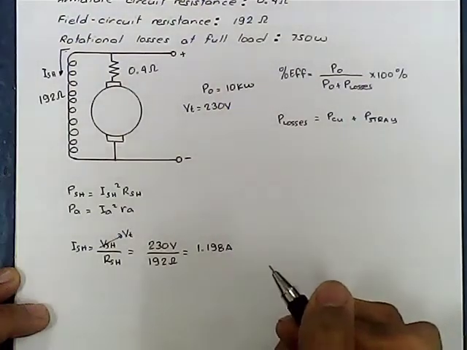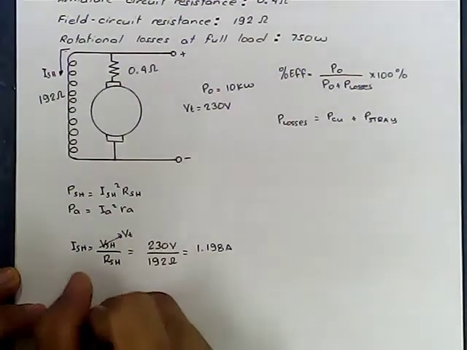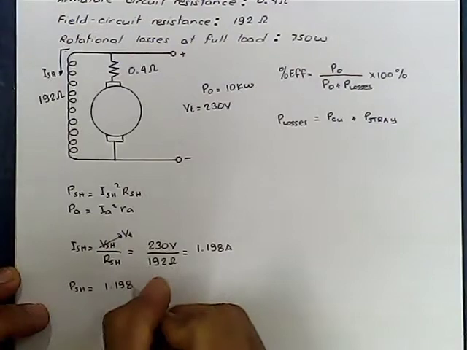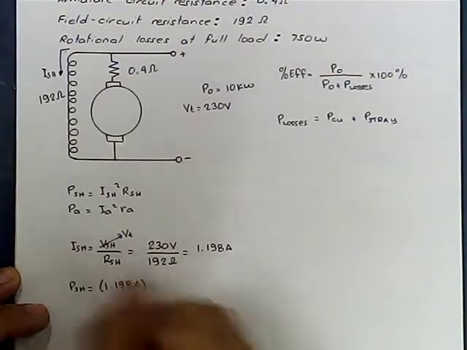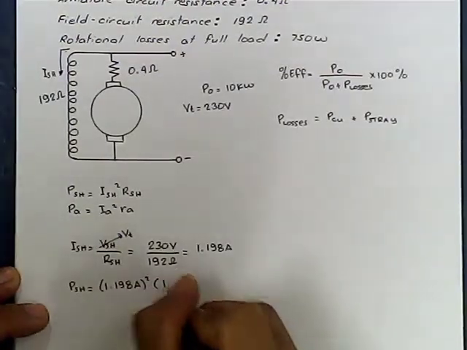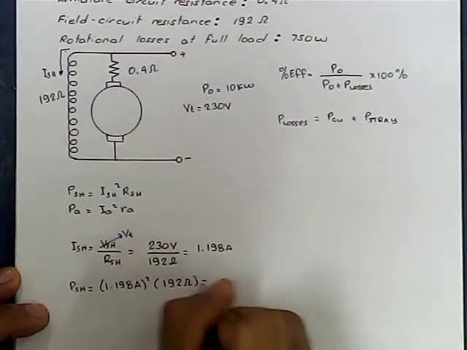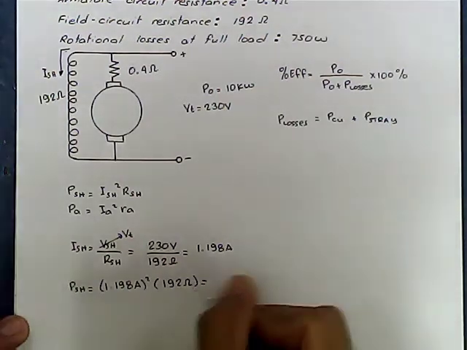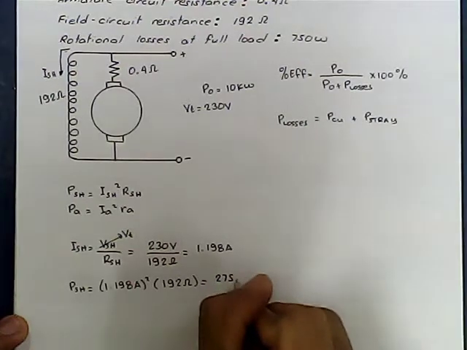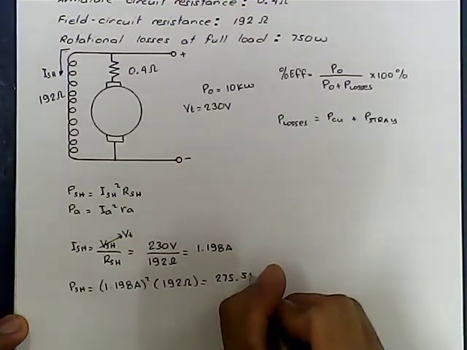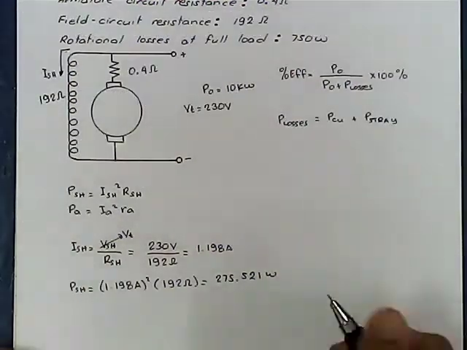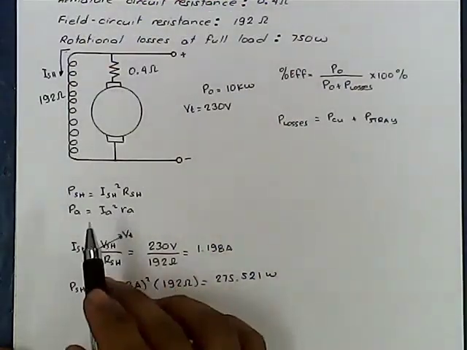amperes. Substitute natin dito. We have PSH equals 1.198 amperes squared multiply that by 192 ohms, equals 275.521 watts. Let's go to the armature copper loss.